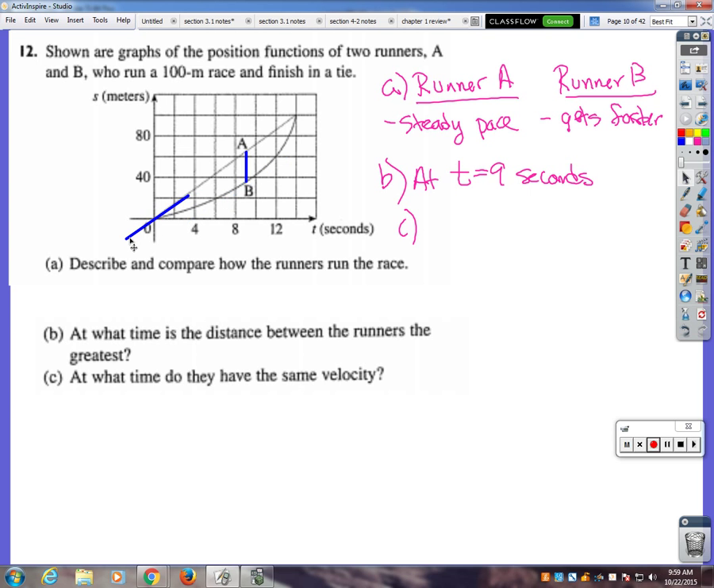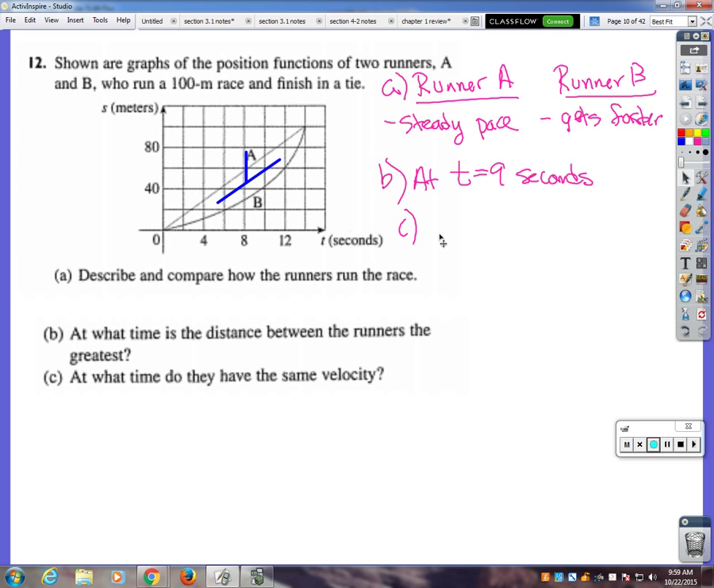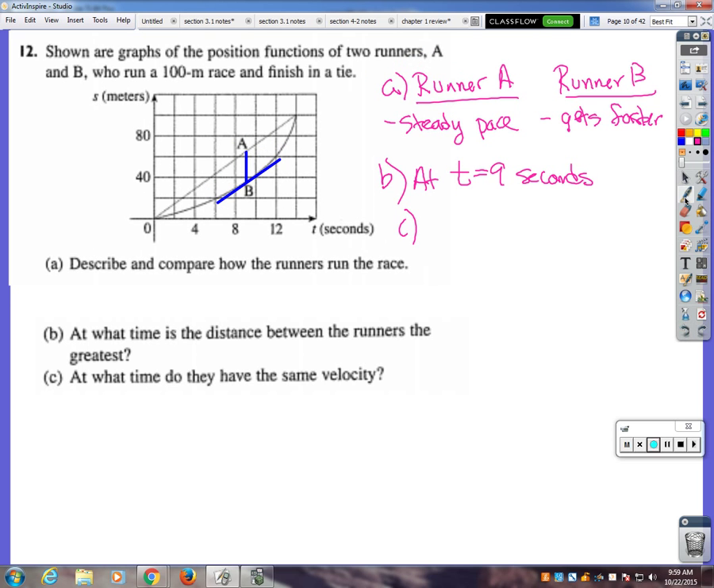I guess you could technically say t equals 0 because it's just starting and you could just label that. But definitely not at 14. That's what I was concerned with. Because that's when they're the same position. Okay, so their velocity should also be the same at the same place where their distance is farthest. Okay?